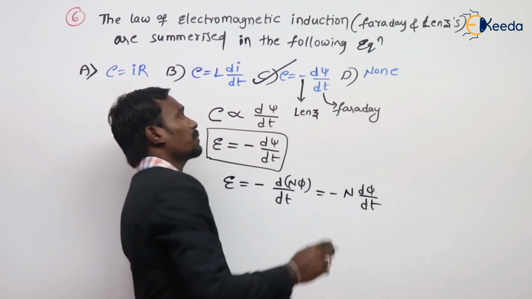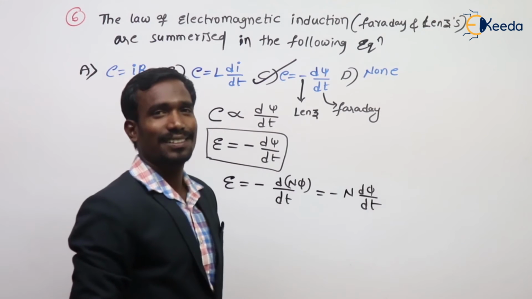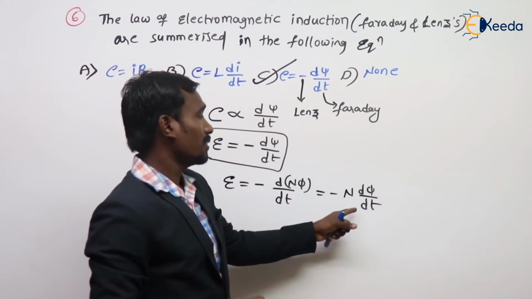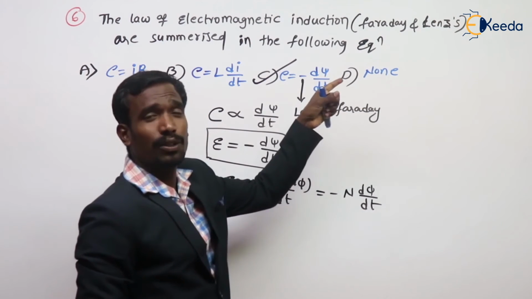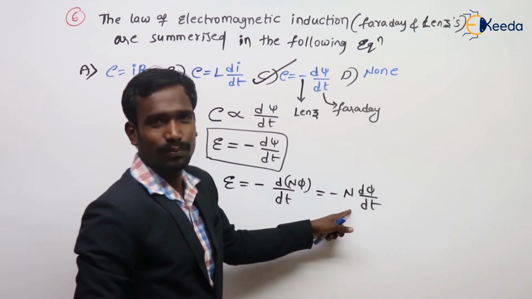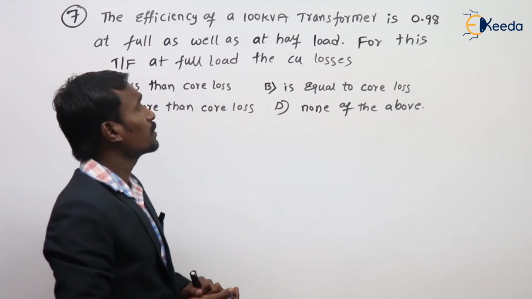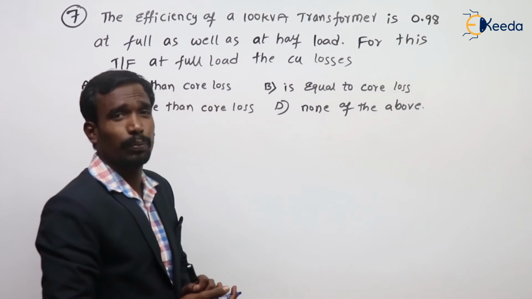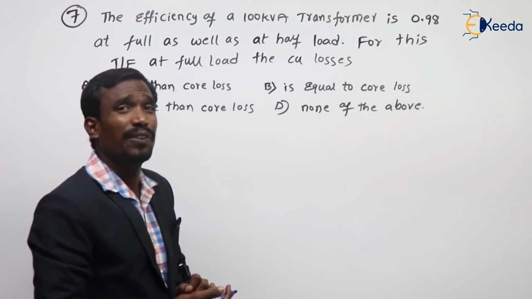So according to the options, option C is the correct answer. Don't take none. Sir, this is actually the answer, so none of the above is the correct answer? No, no, no, sir. This and this are both the same.